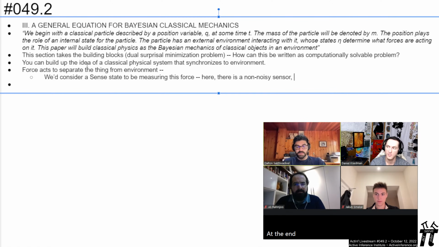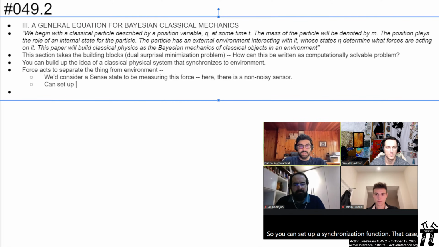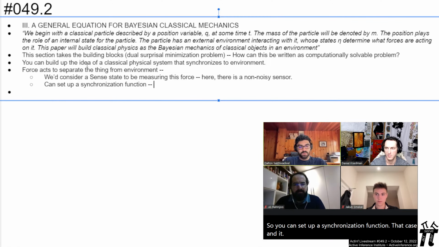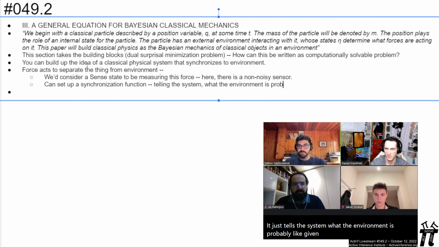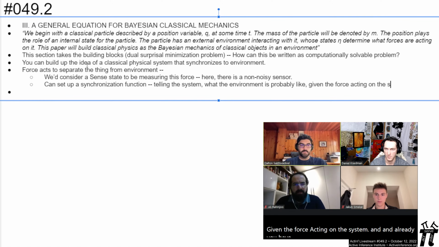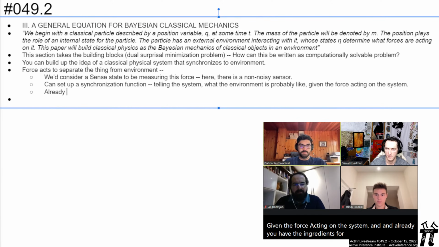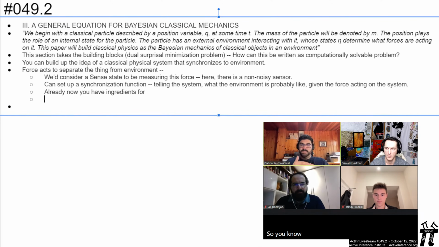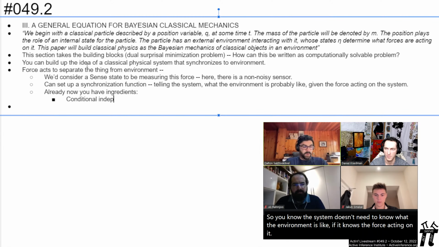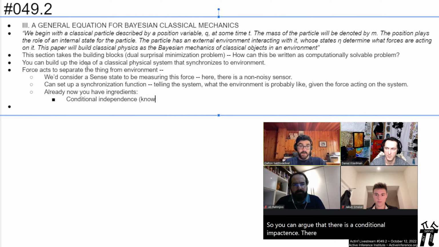You can deduce everything that you'd need to. So you can set up a synchronization function in that case, and it just tells the system what the environment is probably like given the force acting on the system. And already you have the ingredients for approximate Bayesian inference, because you have a conditional independence. The system doesn't need to know what the environment is like if it knows the force acting on it. So you can argue that there is a conditional independence there, or at least a sparse coupling.